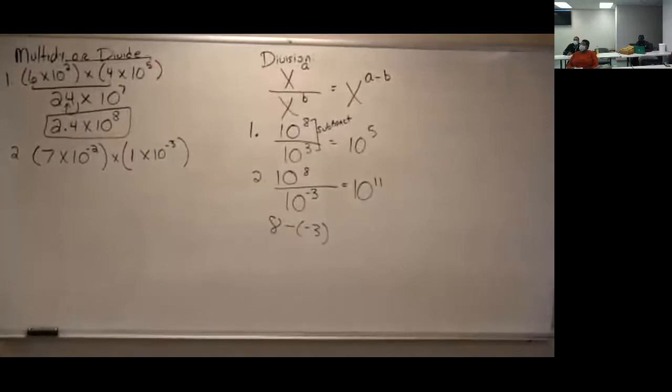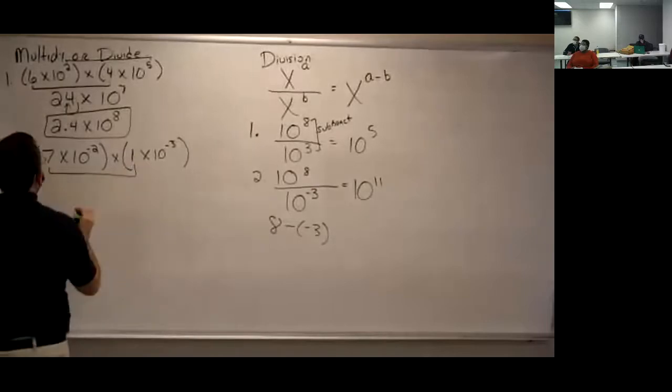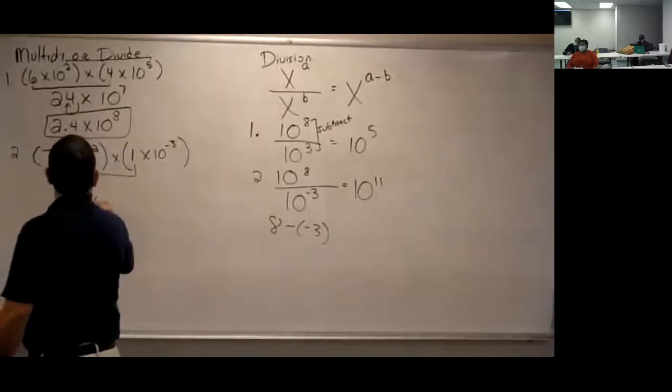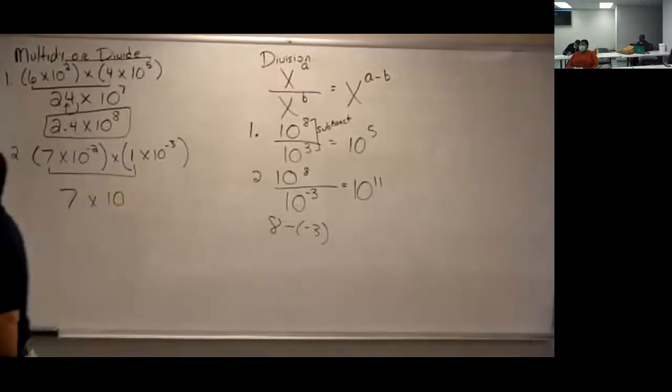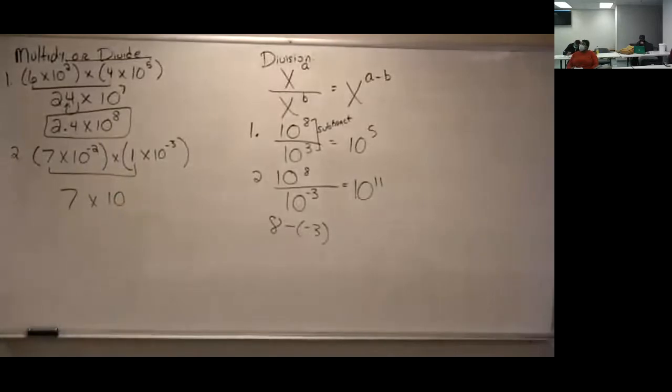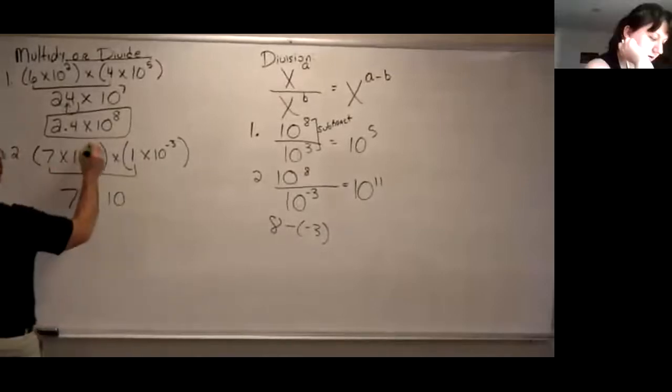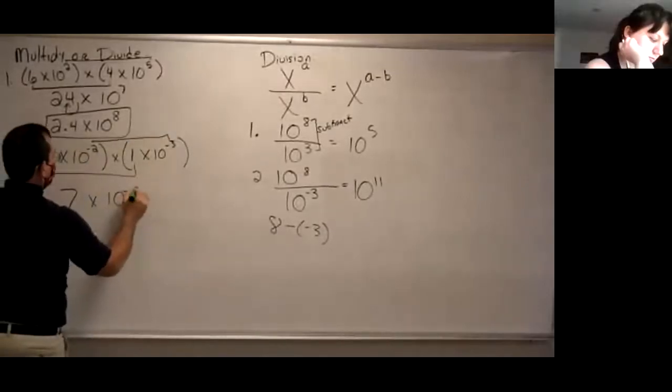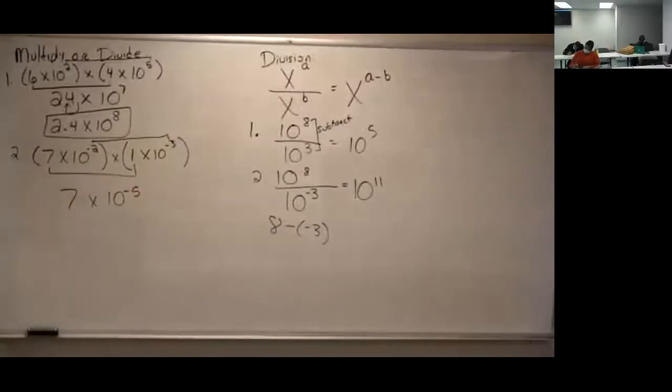All right, so first I'm going to multiply the numbers. So I'm going to multiply 7 times 1 and get a 7 times 10 to the something. I got a negative 2 added to a negative 3. Negative 5. So negative 5. Good job.